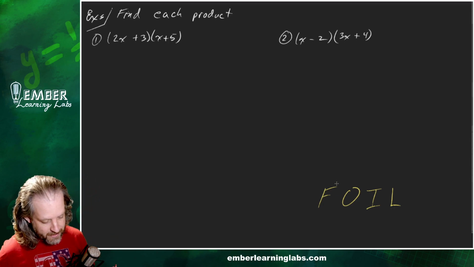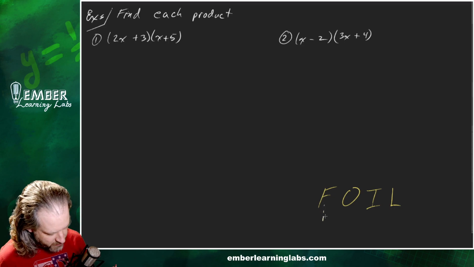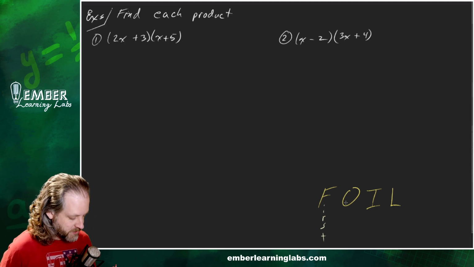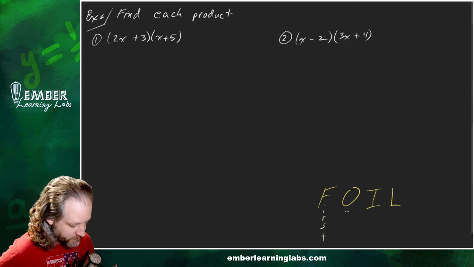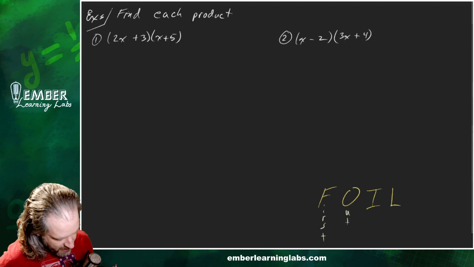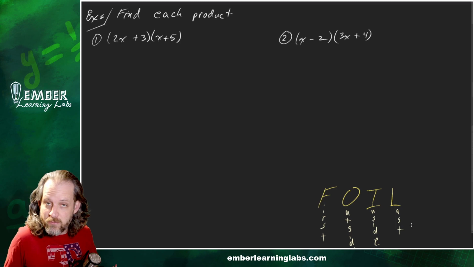FOIL, the letters stand for first, outside. Sometimes you'll hear people say outer, which is also fine. I say outside. Outside or outer works just fine in context. Then inside, and last, right? Okay, and so that's how you multiply these.